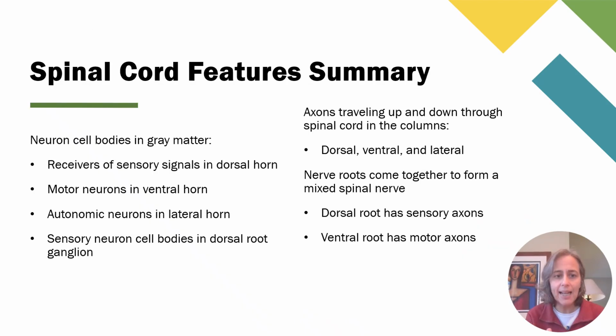Here it is in text, right? So the gray matter is our neuron cell bodies. We have receivers of sensory signals in the dorsal horn, motor neuron cell bodies in the ventral horn, autonomic neurons in the lateral horn. And the sensory neuron cell bodies are weird, right? They're out in those dorsal root ganglia. We've got axons traveling up and down through the dorsal, ventral, and lateral columns. And then we have those nerve roots, those kind of entry and exit ramps coming on and off from the spinal cord into the spinal nerves.